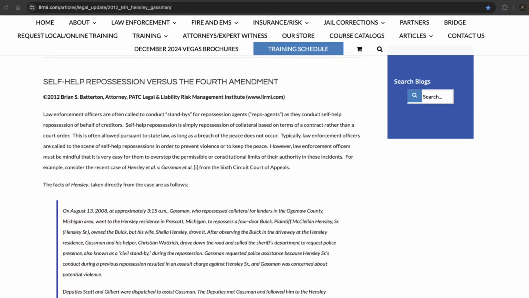All right, this is self-help repossession versus the Fourth Amendment. So that's the Fourth Amendment, the clause where it talks about the right of due process. Due process basically means that you have to stand the test of a trial. They make a complaint, bring you in as a defendant, and they present their case and you present your defense, and then the judge decides who's right or wrong. That's the way the law is supposed to work.